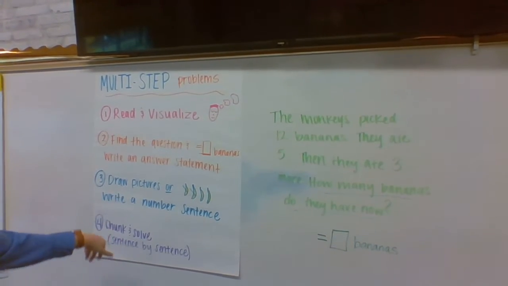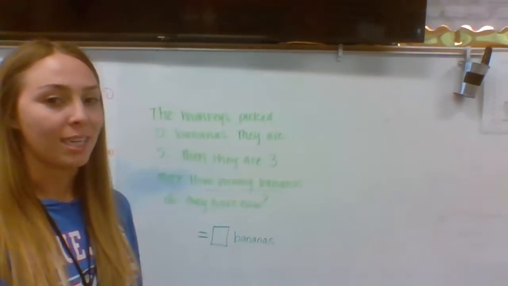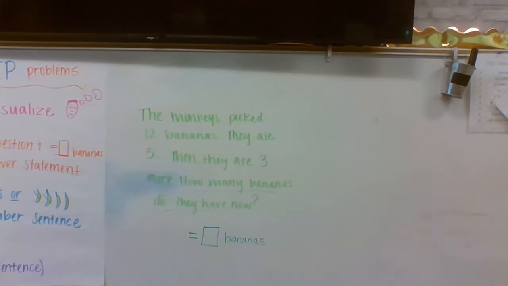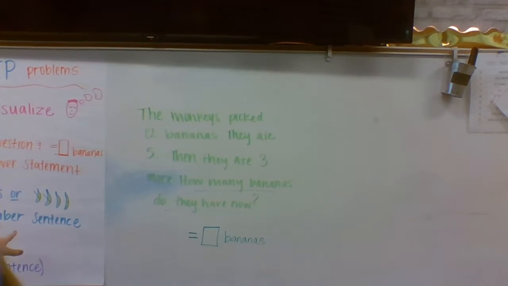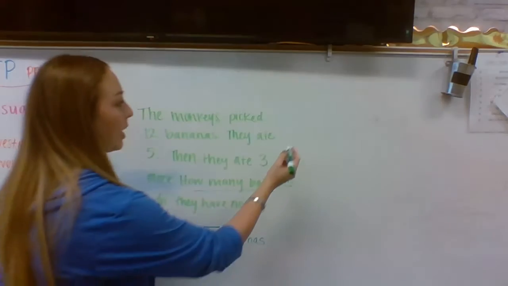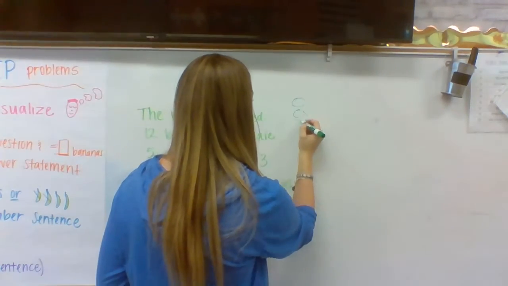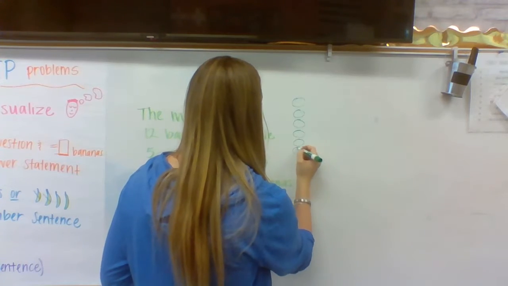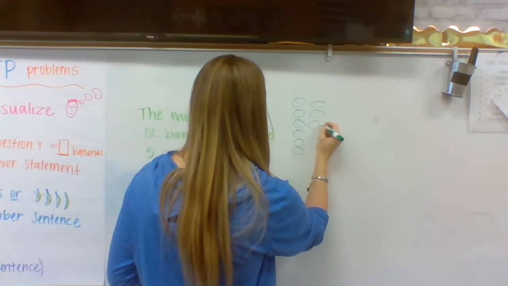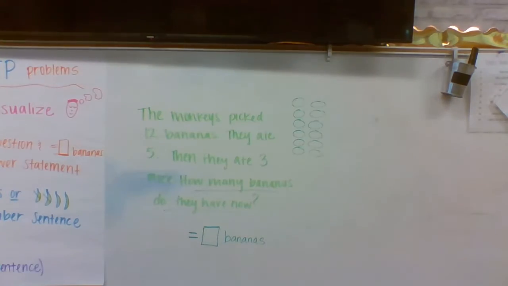Step 3 says draw pictures or write a number sentence. Now those are supposed to be bananas, and obviously I'm not the best artist, so I'm going to stick with drawing circles to represent my bananas because I just could not get my bananas to work. Sentence by sentence. Here we go. The monkeys picked 12 bananas. So I'm going to draw 12 bananas. They're just going to be circles. 7, 8, 9, 10, 11, 12. Those are my green circular bananas.